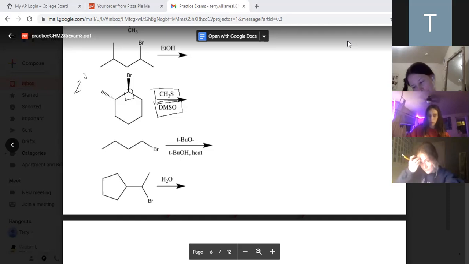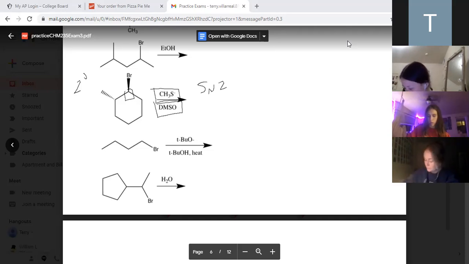So which reaction is happening? SN2, right? Strong nucleophile, polar aprotic solvent, secondary, primary, methyl carbons in play. This is going to be an SN2.